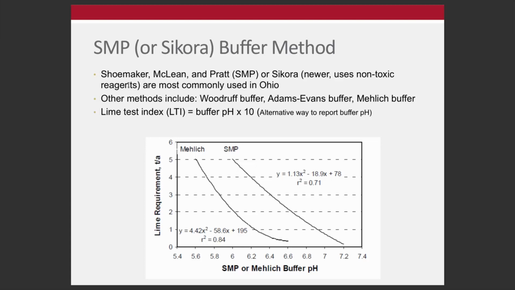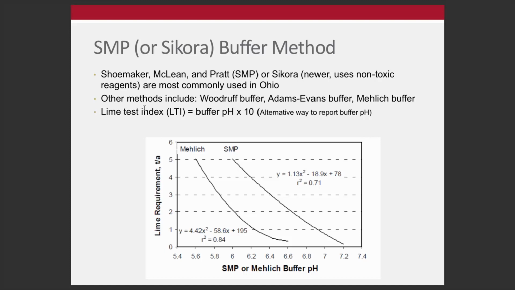There are other buffers that serve this purpose depending on where you're at in the country and what lab you're dealing with. So common ones would be the Woodruff, the Adams-Evans, and the Mehlich buffer. If you go into, say, Pennsylvania, if you're from the eastern part of Ohio, a lot of our Ohio soils go to the Penn State soil testing lab, and they'll use a Mehlich buffer for determining this.